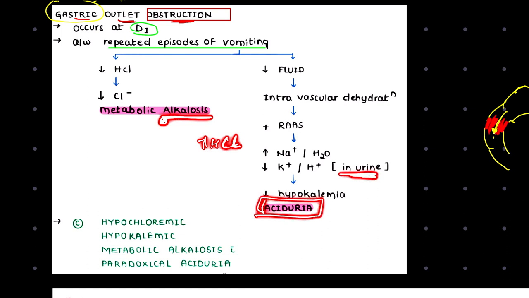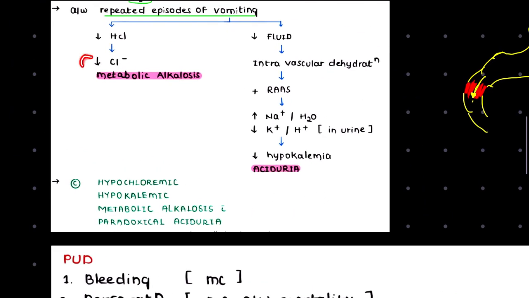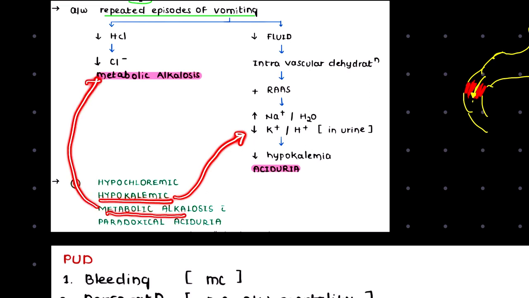Acid urea, we are throwing acid out of the body, which is so ironical, right? It is not going as per the plan, so it is called a paradoxical finding or an ironical finding. Now in a nutshell, there is a decrease in chloride ion, so hypochloremia, there is hypokalemia, we have metabolic alkalosis, and we have paradoxical acid urea.